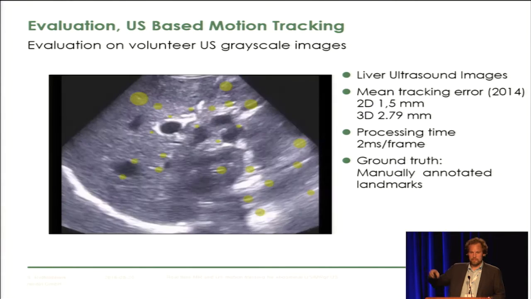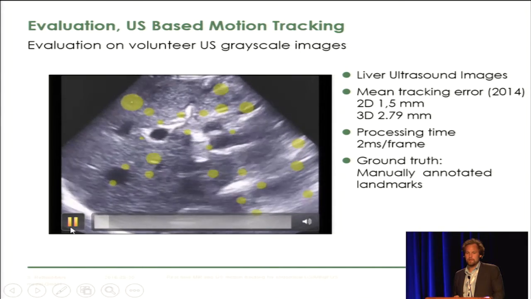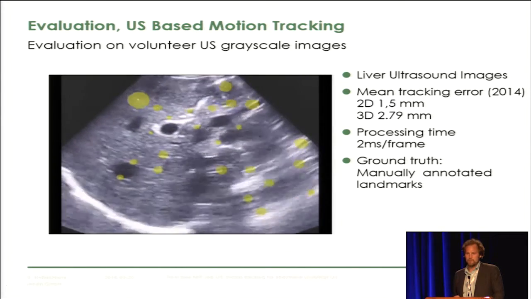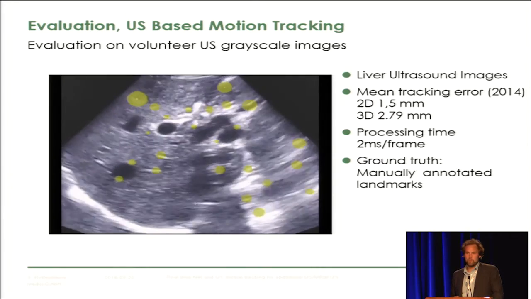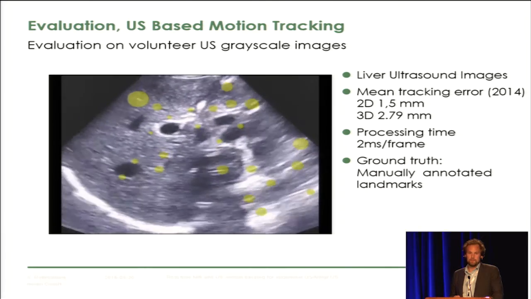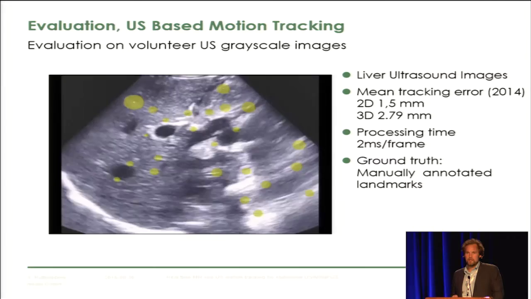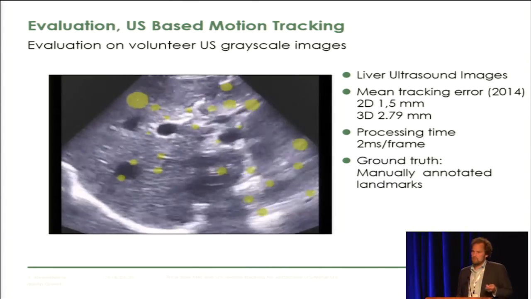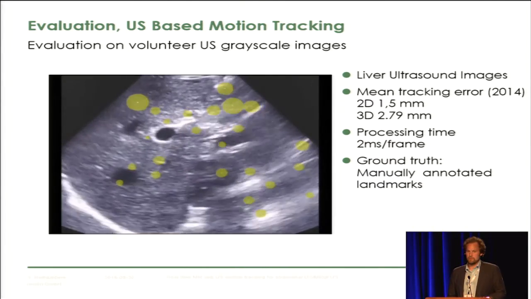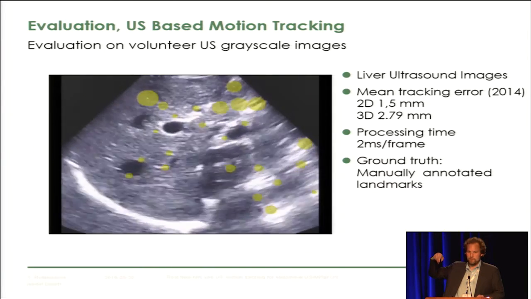And the second challenge was an ultrasound tracking challenge, if you can play that movie as well, please, where we had 2D ultrasound images and 3D ultrasound images to evaluate the tracking method on. We reached a mean tracking error of 1.5 millimeters for the 2D ultrasound case and 2.8 millimeters for the 3D ultrasound image case. In both cases, the processing time was about 2 milliseconds per frame, which is within real-time capabilities. So the method is applicable for real-time.